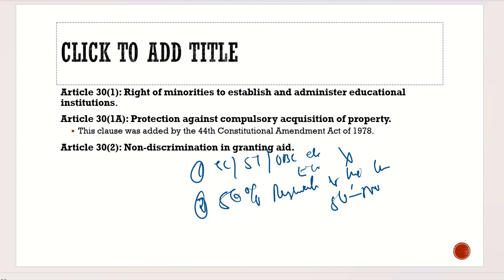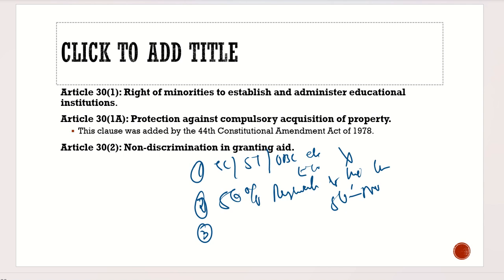Then the third advantage is that once the right to property was abolished as a fundamental right, there was concern that the state can come in and take anybody's land without giving even compensation, and not even replace that land with another land. So this right is restricted to the minority institutes. First, the protection against compulsory acquisition of property is given to them.